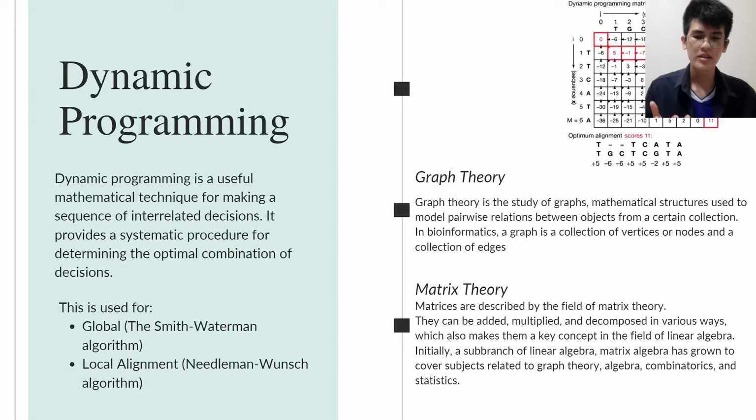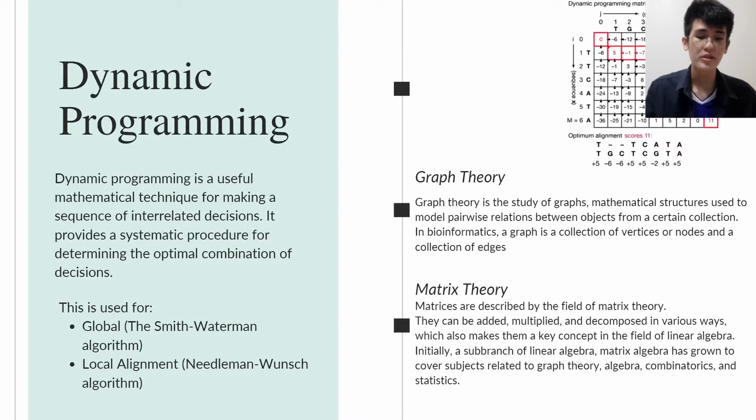So actually, how does this work? First of all, it's graph theory, okay? Graph theory is the study of graphs, mathematical structures used to model pairwise relations between objects from a certain collection. But in bioinformatics, a graph is a collection of vertices or nodes and a collection of edges. It is not what we think, like 1 plus 1 is 2. No. In bioinformatics mathematics, graph is different.